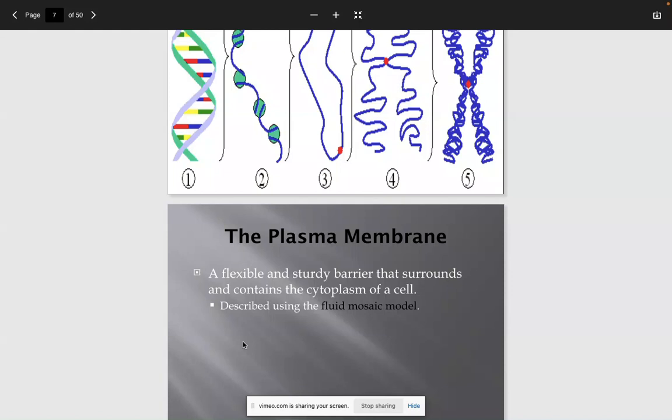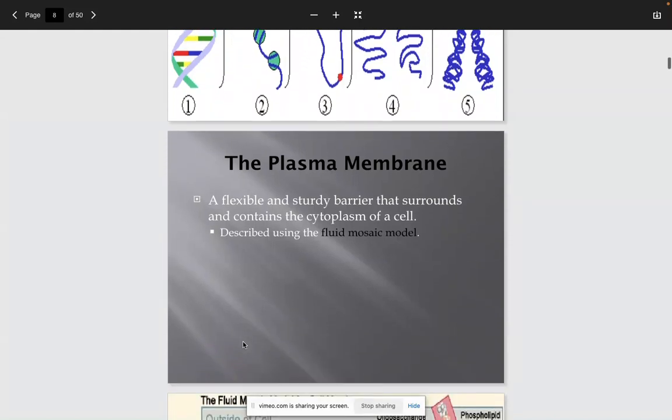The plasma membrane is going to move according to something called the fluid mosaic model, and that's an important term to be familiar with. Test writers all love to ask about the plasma membrane, like which of the following describes the movement of the plasma membrane, or can be best understood by which of the following. It would be the fluid mosaic model. So the plasma membrane is a flexible and sturdy barrier that surrounds the cytoplasm of the cell, and we previously just talked about that.